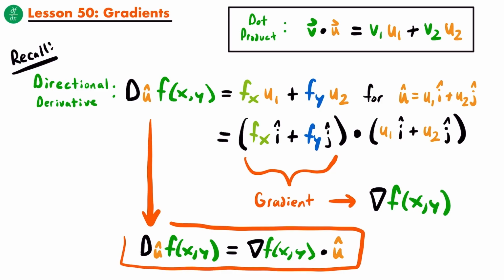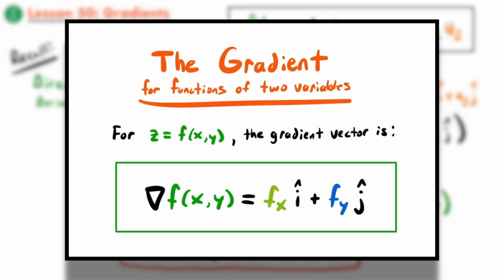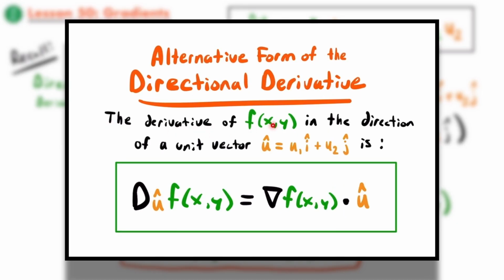And so to summarize what we've talked about so far, the gradient for functions of two independent variables is defined like this. For a multivariable function z equals f of x y, the gradient vector is represented by this notation, del f of x y, and that's equal to a vector with an x component of the partial derivative with respect to x and a y component of the partial derivative with respect to y. And then using this gradient vector, we now have an alternate form of the directional derivative, specifically the derivative of a function f of x y in the direction of a unit vector can be found by taking the dot product between the gradient vector and that unit vector u.